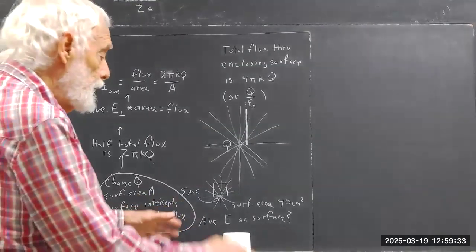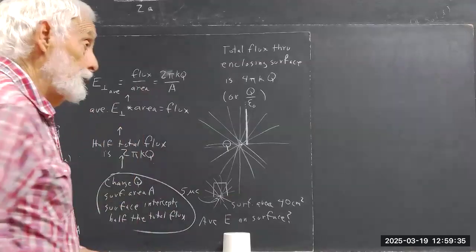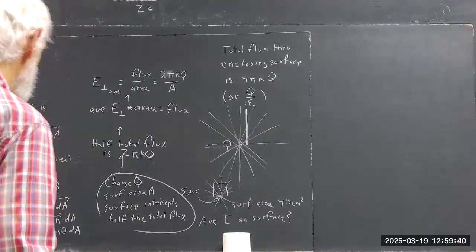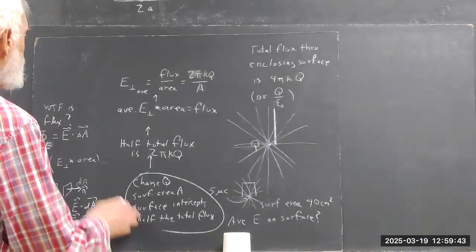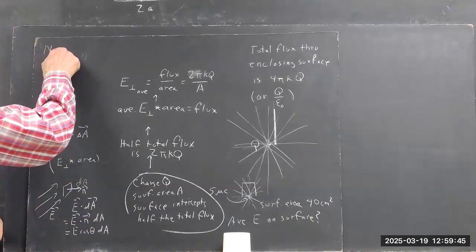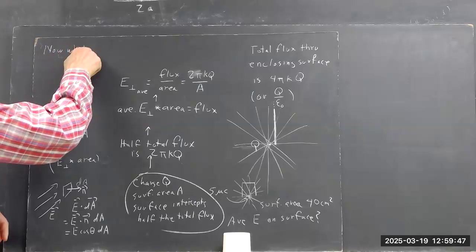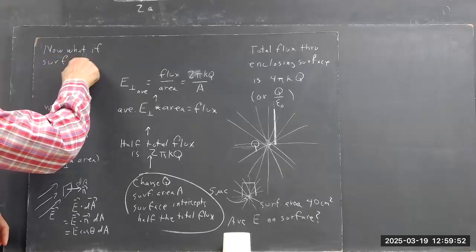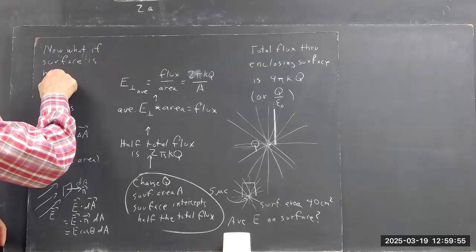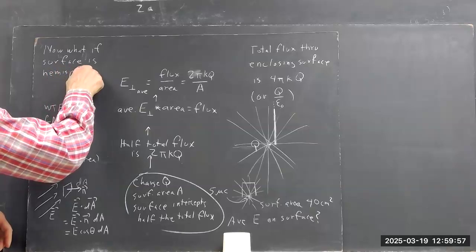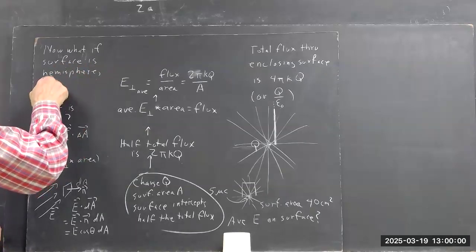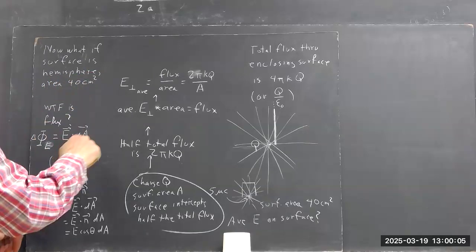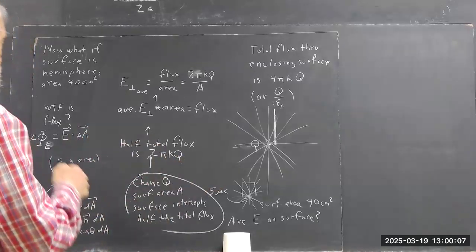Now, if the surface was a hemisphere with area 40 centimeters squared, then what could you say?